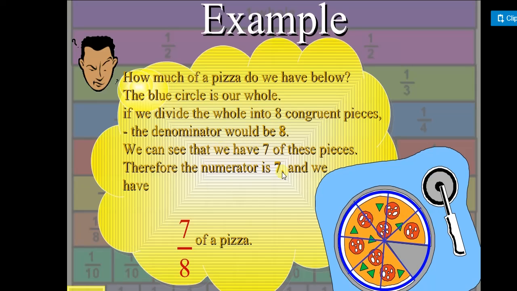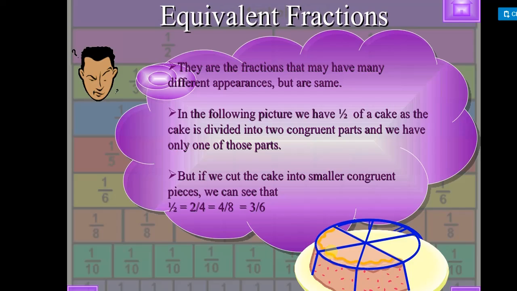We can see that we still have only 7 of these pieces. We don't have the whole 8. That means we have a fraction here. Therefore, the numerator is 7 and we have 7/8 of pizza. Okay? Now for equivalent fractions, they are the fractions that may have many different appearances but are the same.